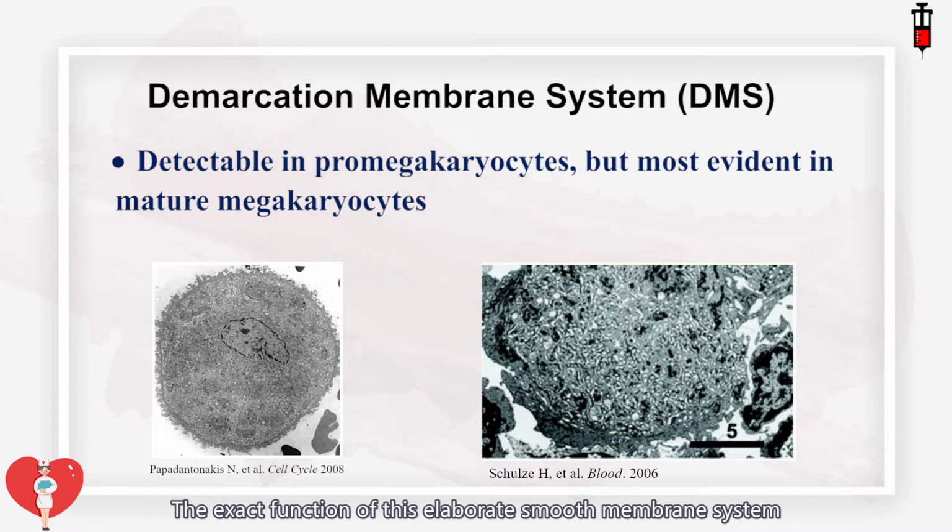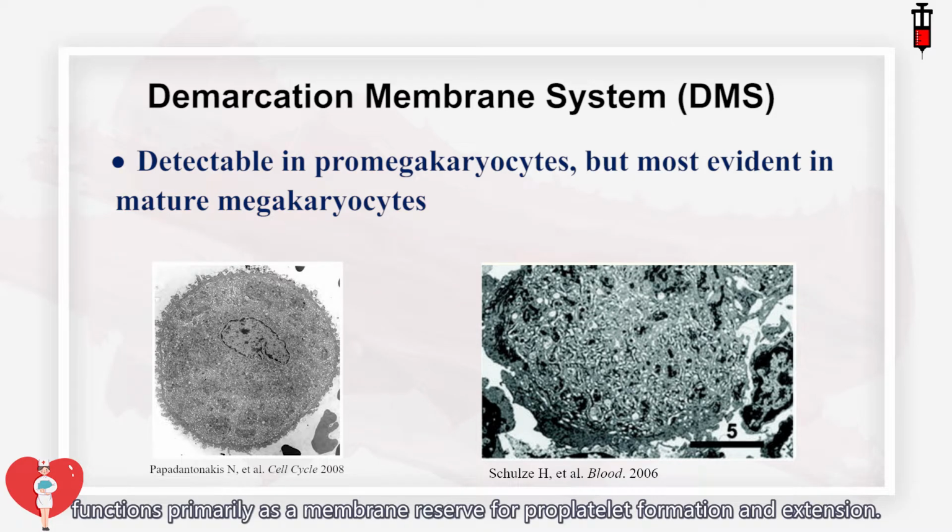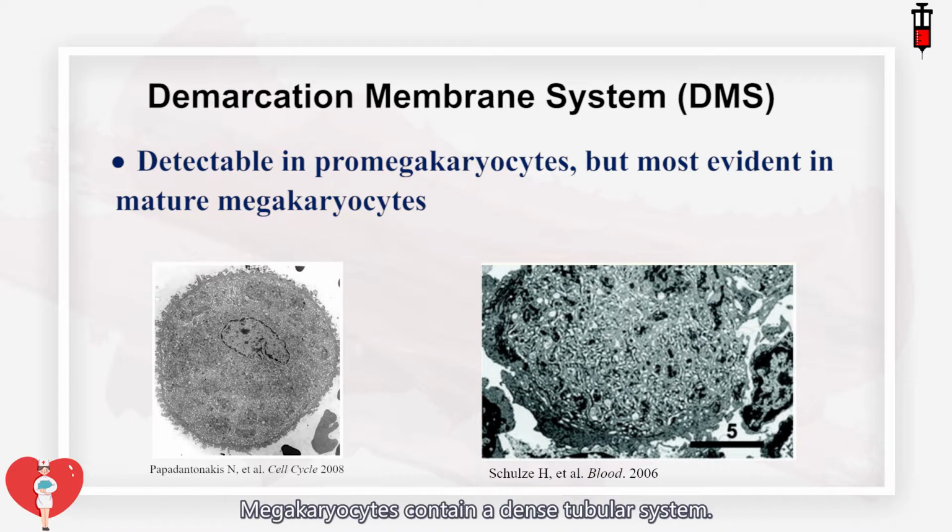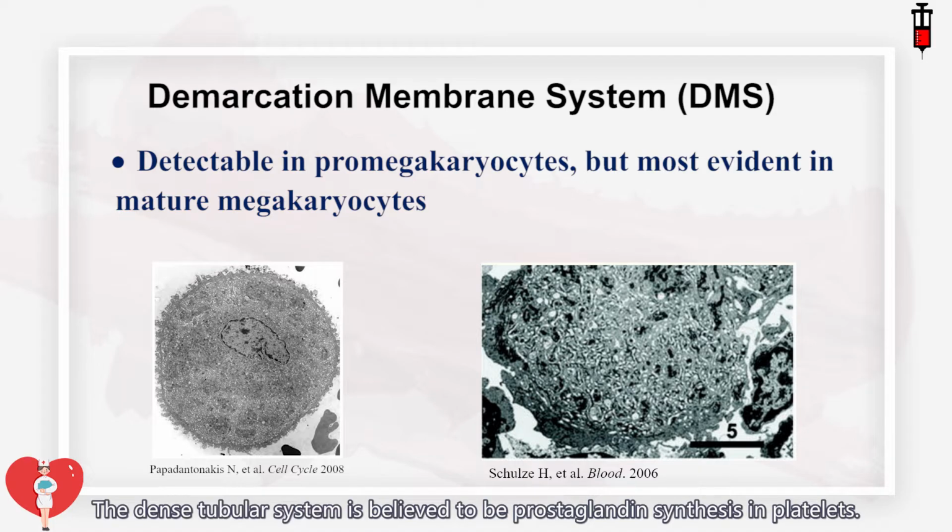The exact function of this elaborate smooth membrane system has been hotly debated for many years. Initially, it was postulated to play a central role in platelet formation by defining preformed platelet territories within the megakaryocyte cytoplasm. However, recent studies more strongly suggest that the DMS functions primarily as a membrane reserve for proplatelet formation and extension. Megakaryocytes also contain a dense tubular system, and the dense tubular system is believed to be the site of prostaglandin synthesis in platelets.